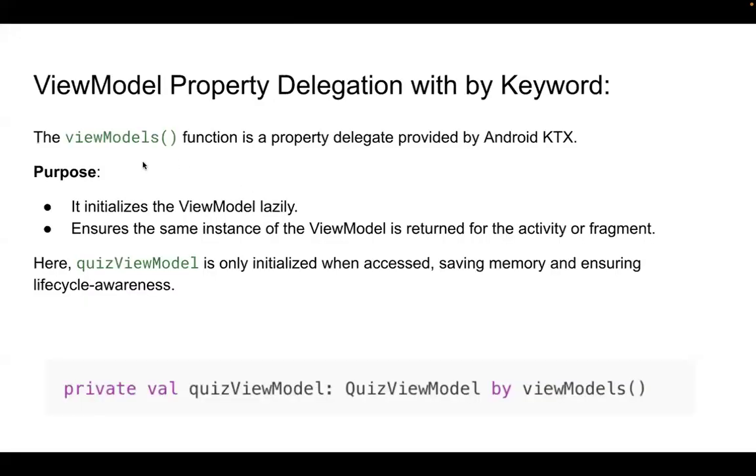So let's look at a view model, right? The viewModels function is a property delegate provided by Android KTX. So please download the project template, right? So this is already put in the Gradle.